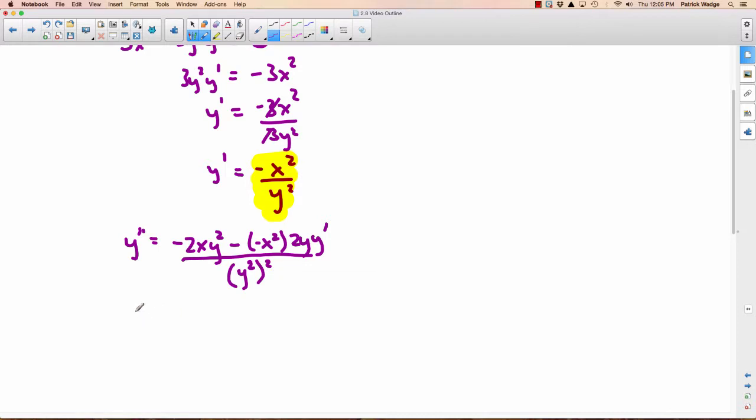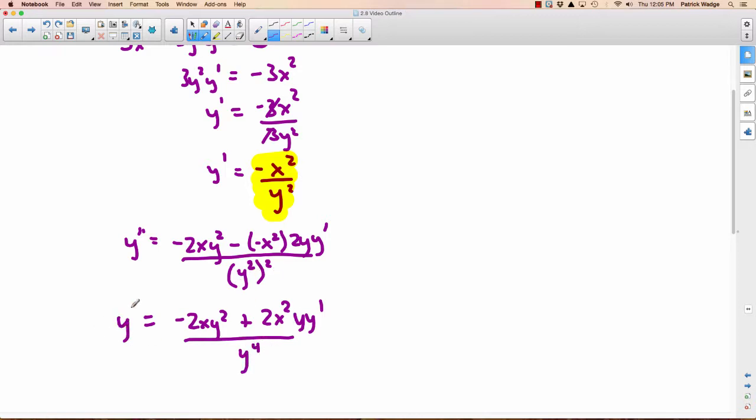Let's simplify that a little bit. I think we'll just keep that first term the same. We have a negative and a negative, so it becomes plus, and we'll have 2x squared y prime over y squared squared, which is y to the fourth. Okay, now what do we do?